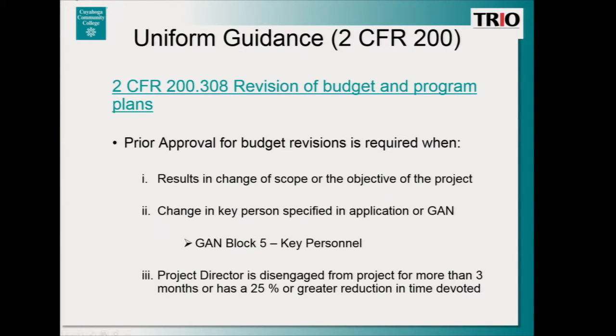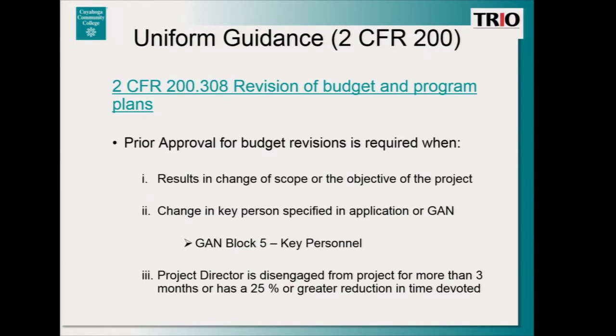Specifically, we're going to look at what the uniform guidance says in revising your budget. There is not a whole lot of prior approval needed, but we're going to go through prior approval for budget revisions and when it is required. The first and most important one is when it's resulting in a change in scope or the objective of the project. If you have certain qualifications that you need to meet, such as student numbers or the objectives of the project, which will be located in your GAN, and your budget revision is going to result in a change, you will need prior approval from your project officer in order to be able to modify that budget.